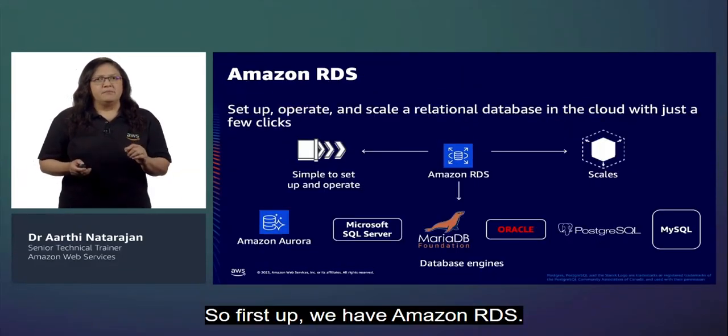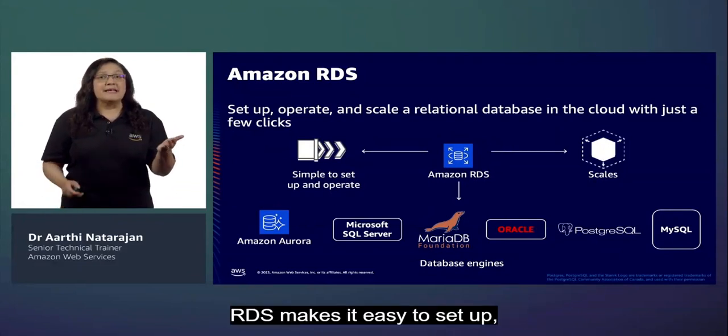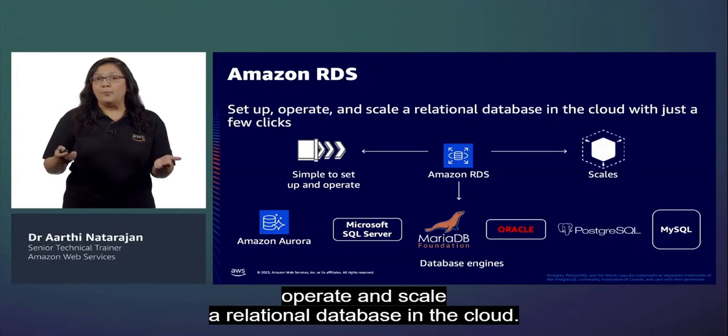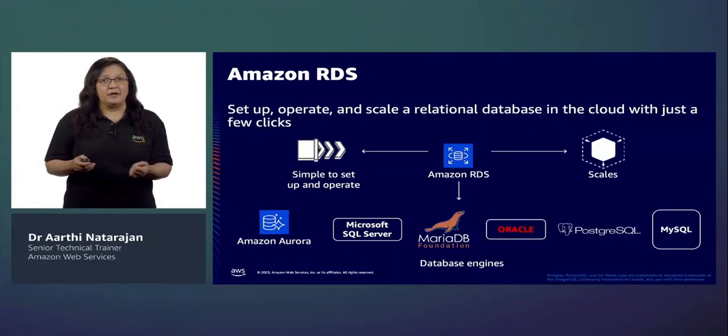So first up, we have Amazon RDS. RDS makes it easy to set up, operate, and scale a relational database in the cloud.